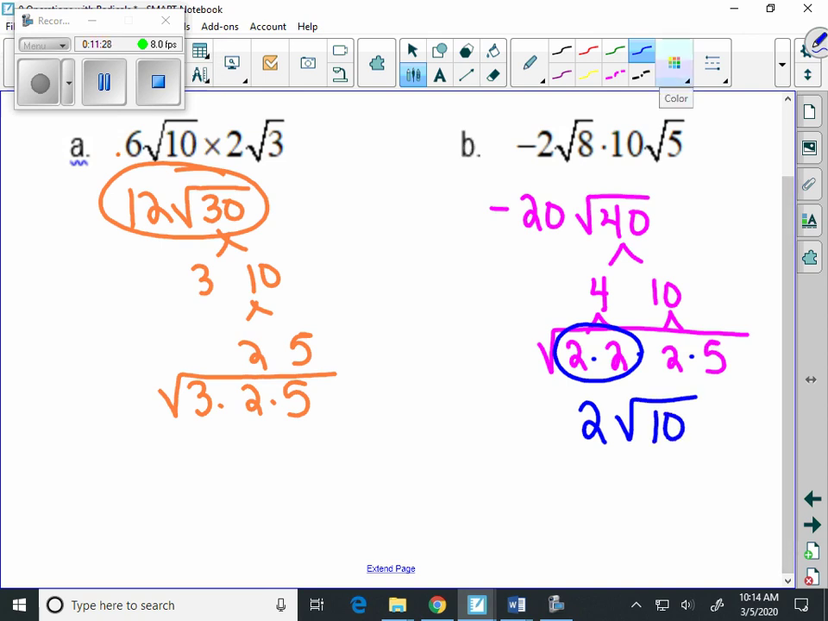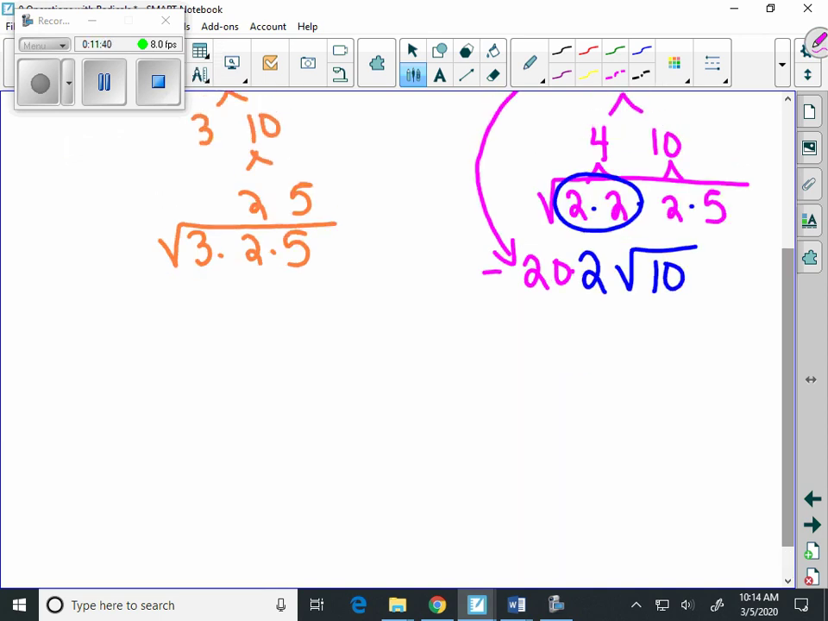But don't forget that originally we had that negative 20. This is negative 20 times 2. And negative 20 times 2 is negative 40 square root of 10.